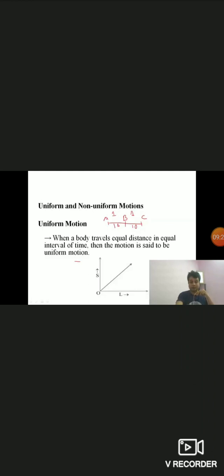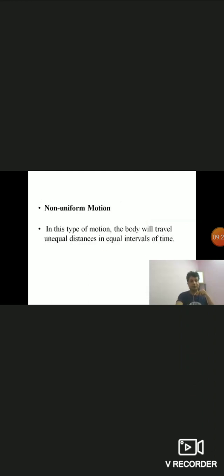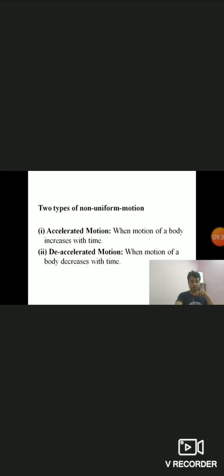And non-uniform motion, in this type of motion, the body travels unequal distances in equal intervals of time. That is called non-uniform motion. There are two types of non-uniform motion: accelerated motion and decelerated motion. Accelerated motion is when the motion of the body increases with respect to time. As time increases, motion also increases. This is called accelerated motion.